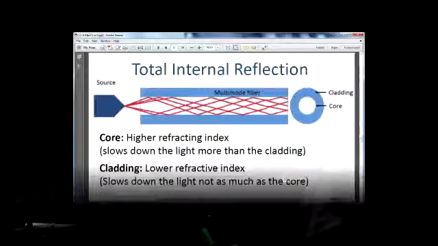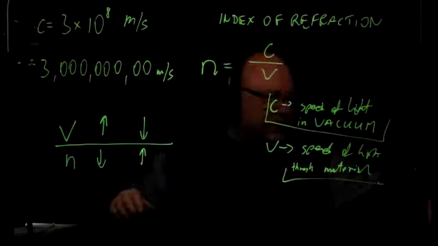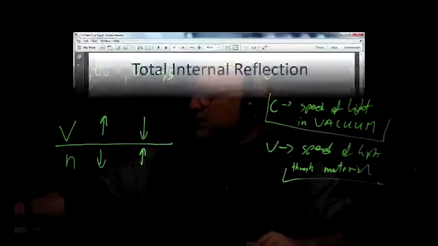So what we have here is that the core has a higher refractive index, or index of refraction, so it slows down the light more than the cladding would. Cladding has a lower index of refraction and slows down the light not as much as the core would. Okay? Now let's see if I can change the slide and move to another one.